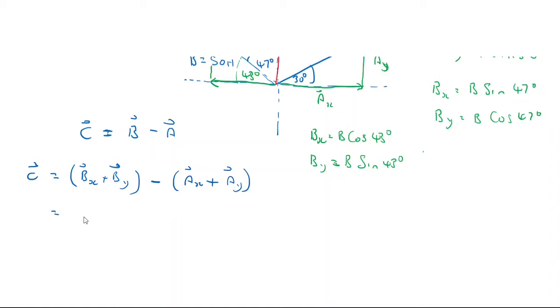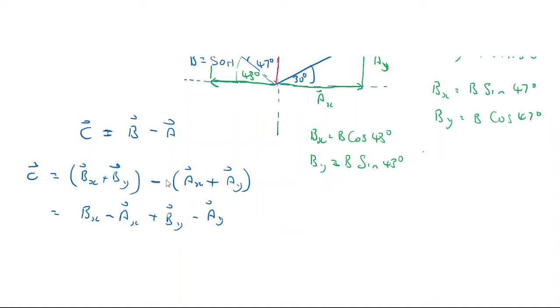Okay, let's just break everything down. It's going to be bx. So you must always start with the vector that you have here. So it says that c is going to be equal to b. So start with b minus a. So you must keep the equation as it is. Take the x, it's going to be minus ax. This is going to be plus by, and then this is going to be minus ay.